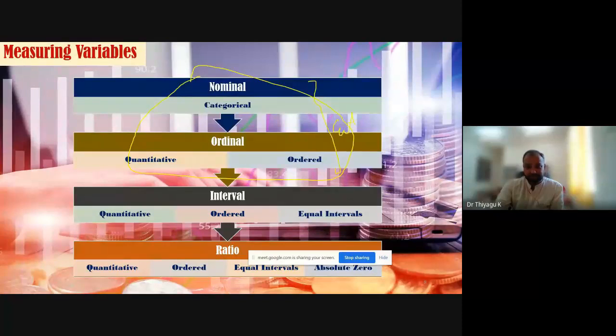I already mentioned that there are three important properties. The three properties: one is called magnitude. The second property is equal interval. Then the third property is called absolute zero, so I am putting it as a zero. From these three properties only, they divide into the four scales of measurement.